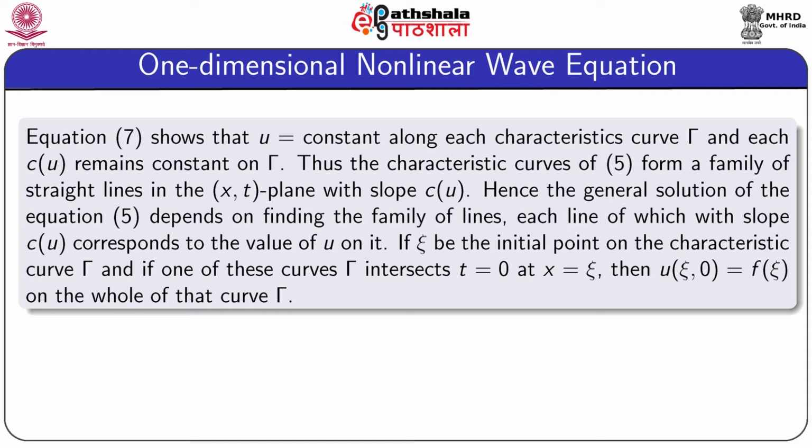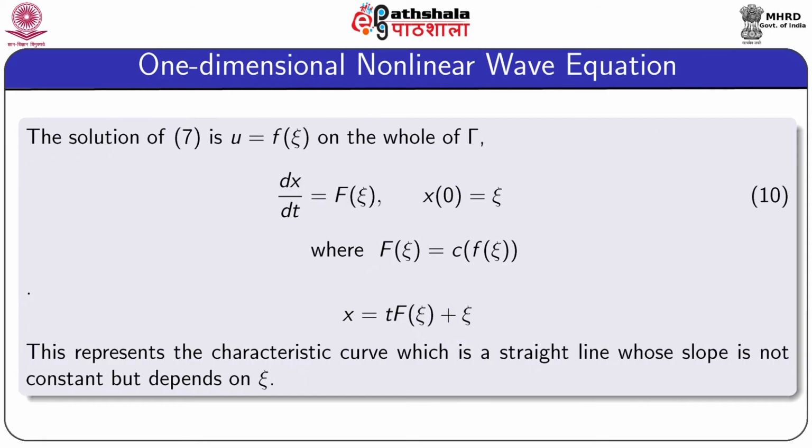Now, if we assume that x equals xi, then u at (xi, 0) equals f(xi). Then we can put these initial values in to get the solution as x equals t f(xi) plus xi.